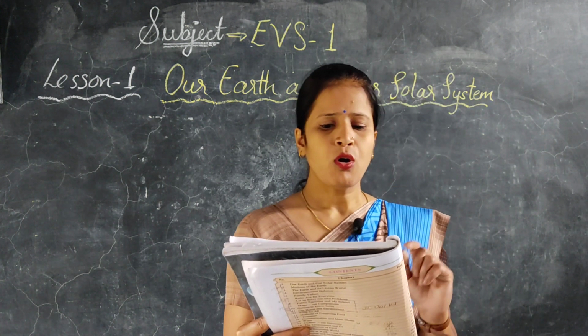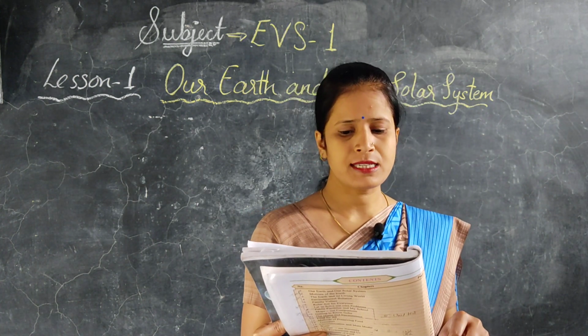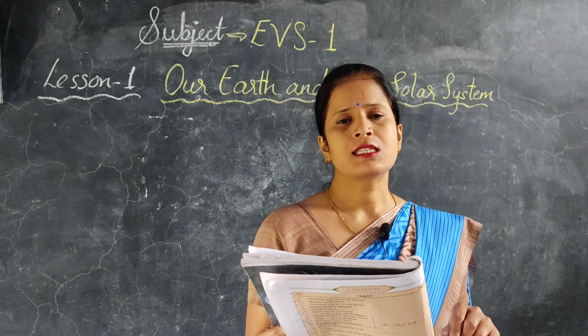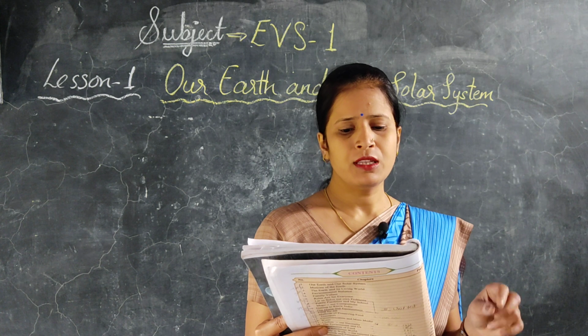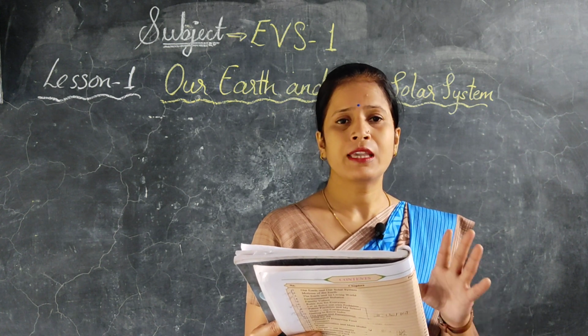Now, try this, given here. What do you have to do? Observe the sky on 2 clear nights. You have to observe the sky on 2 clear nights, keeping a gap of about a week between them.